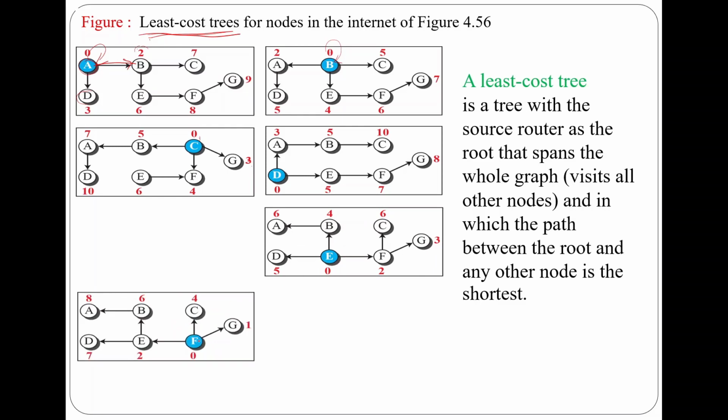So for each figure, they have taken one root tree. This is called root tree. So if you are on root tree and your destination is also root tree, the cost will be 0. Okay.